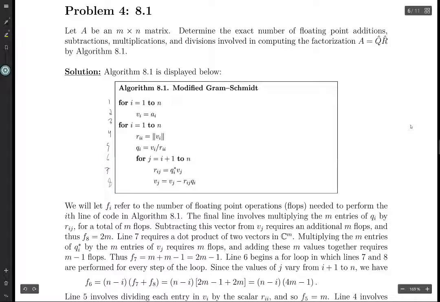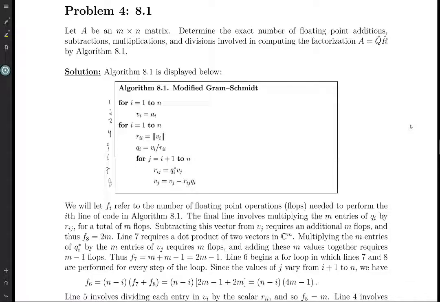If we look at the second line, we're just setting things equal to each other, so that doesn't change anything. For line 4, we've got to take the norm of VI. A is an M by N matrix, so V is going to be a column of this matrix, so it has N entries. So VI has N entries, and we want to find its 2 norm.